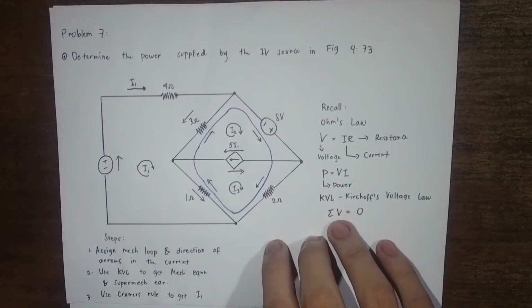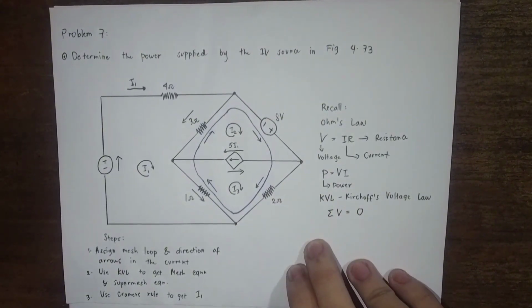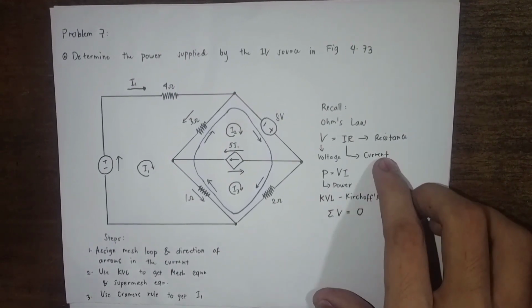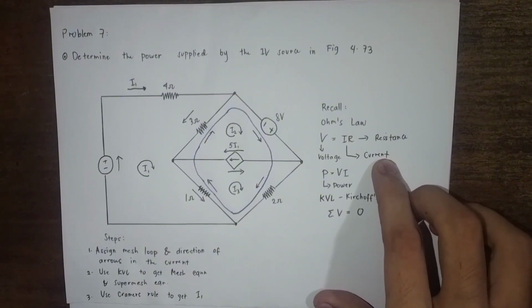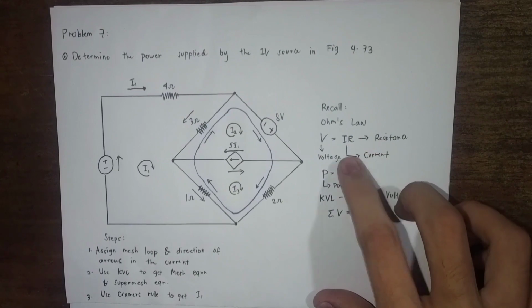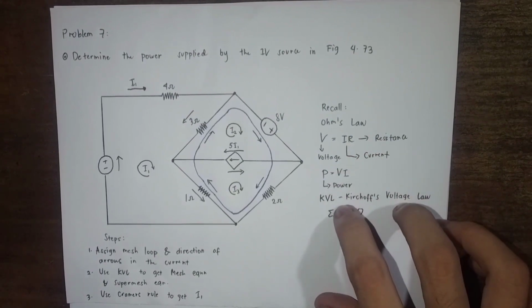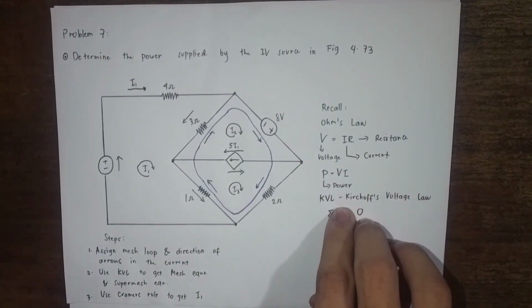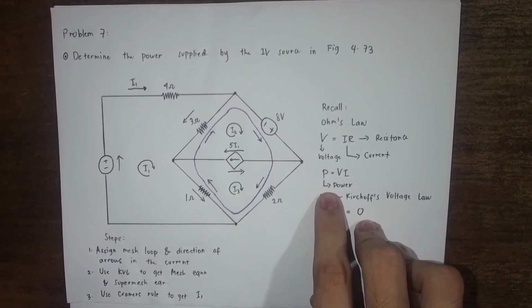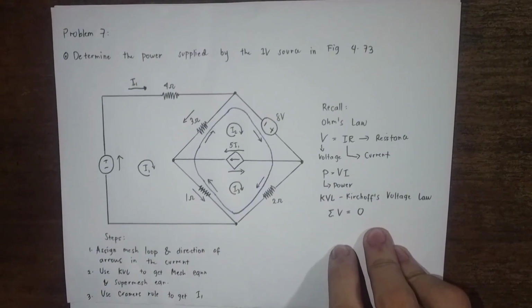So to solve the circuit problem, I will use KVL. Recall Ohm's law, which is needed for KVL. Voltage is equal to current times resistance, so V equals IR. And then lastly, power. Since power is what the problem asks for, power is equal to voltage times current.